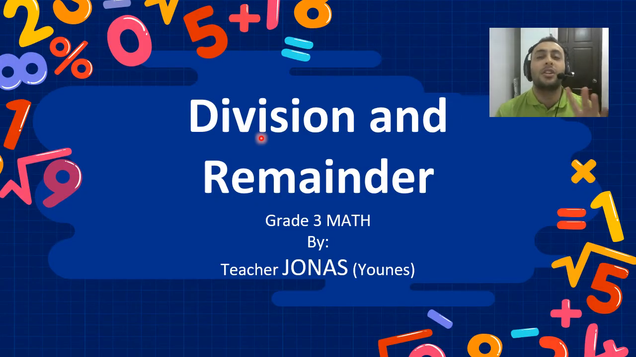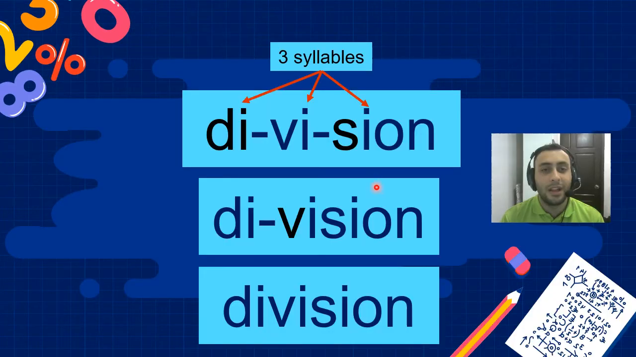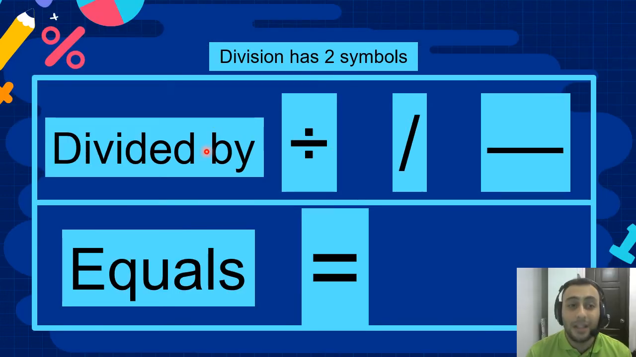Now, this is the new topic. You already learned about this last semester, but we're going to review and learn more about it. So, today's topic is division and remainder. Remainder, I hope you remember it. Now, as you remember, division has 3 syllables. Division. Together. Division. Just like multiplication, which we just learned. So we have multiplication and we have division.